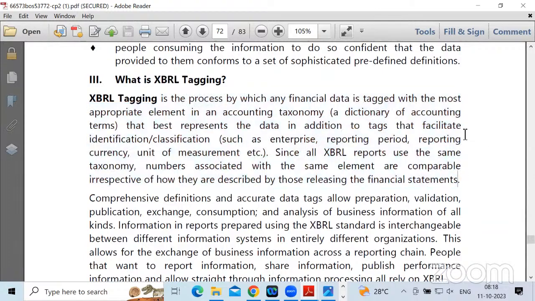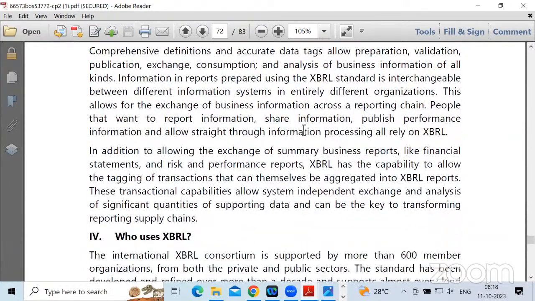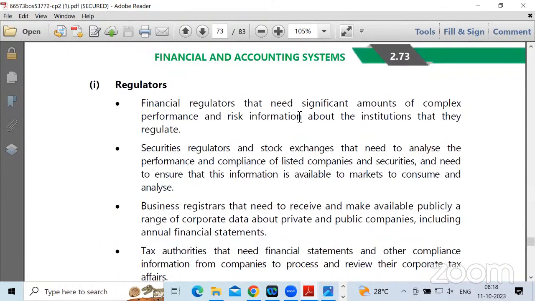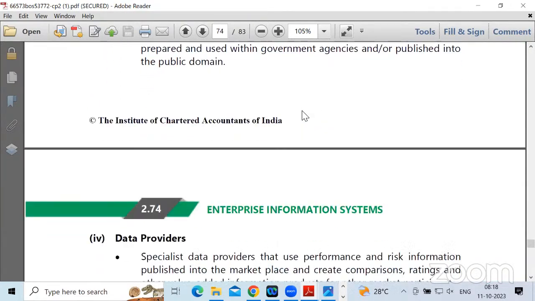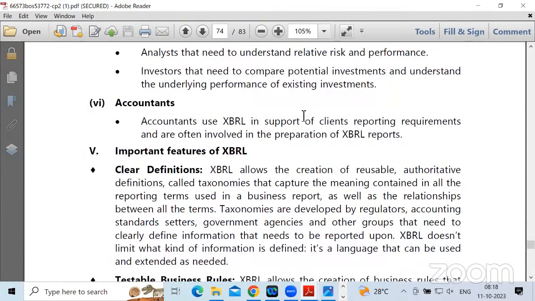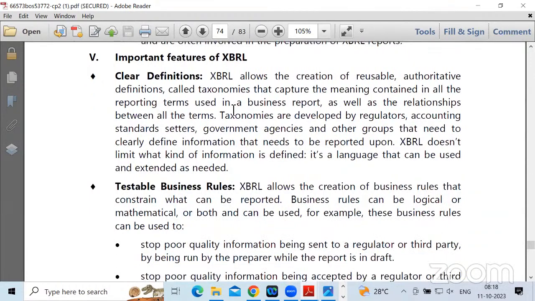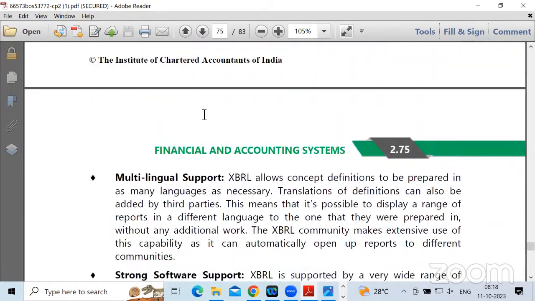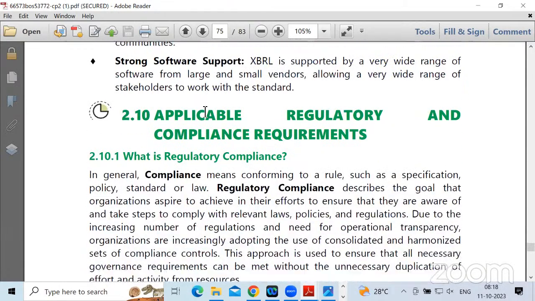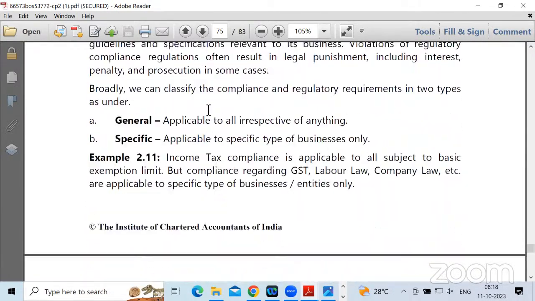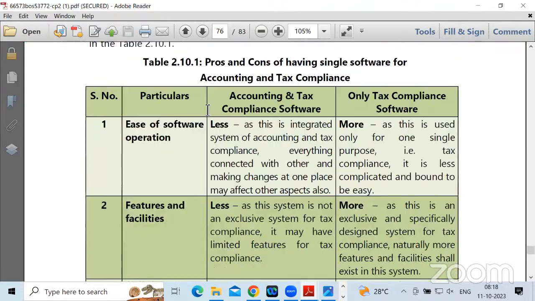A simple example I give you. You say the sales is 85 rupees today, one product. So 100 products, 8,500. Simply in terms of dollars, it is $1 or $100. That is converted by the taxonomy. Who are all using it? Regulators, companies, government, data providers, analysts, accountants, all are using this. Important features: clear definition, testable business rules, multilingual support, and strong software support. So compliances, accounting system compliances.